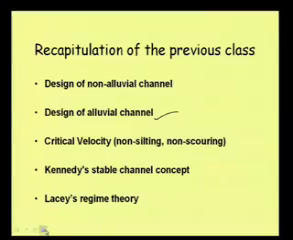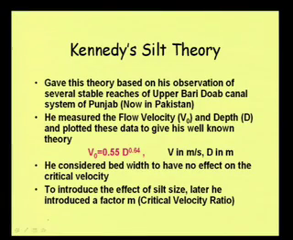Well, let us just start with some of those important issues of Kennedy's silt theory that we did discuss in the last class, but still we will be starting from that aspect. So, you can concentrate on the slide because we will be showing the formula here. He gave this theory based on his observation of several stable reaches, I am underlining this, several stable reaches of the Upper Bari Doab canal system of Punjab and now in Pakistan. He measured the flow velocity. Actually, after getting those stable reaches, he measured the flow velocity and he named this as V0.